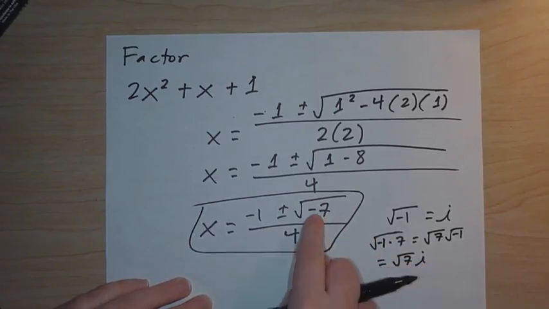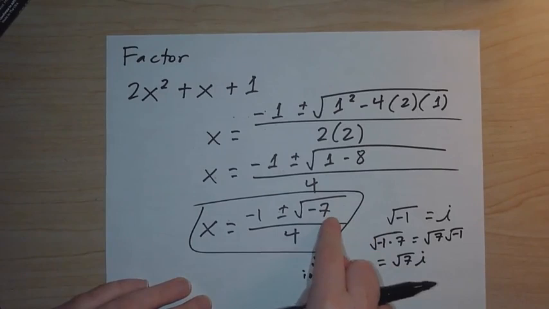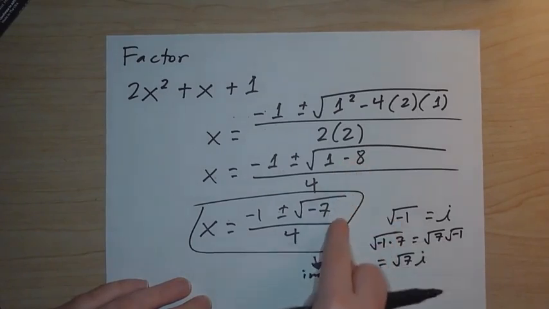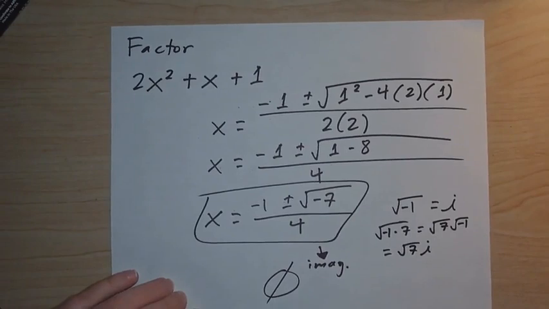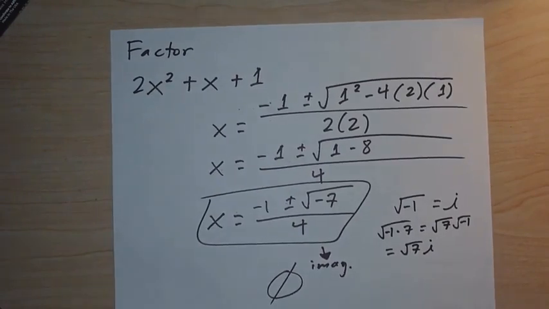So if you have any kind of negative within a square root like this, after it's been simplified down to its basic parts, then it's imaginary, or it's not real. It's not a real zero, it's not a real factor, so you can ignore it. And that's just something to keep in mind.